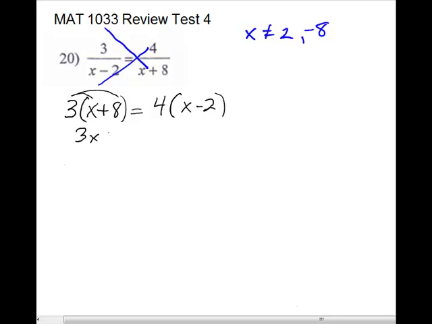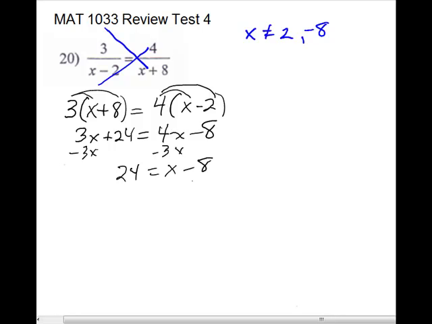So we have 3x plus 24 equals 4x minus 8. We will isolate the x, so I'm going to subtract this 3x. That gives me 24 equals x minus 8. Add an 8 to both sides, and that will give me x equals 32. I did not throw 32 away. I threw away 2 and negative 8. So my solution is 32.